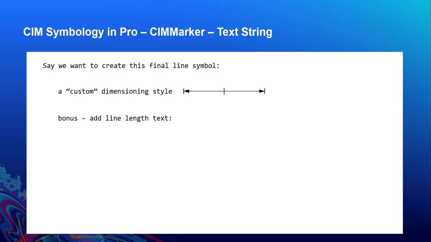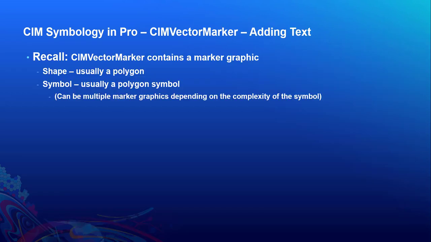So a dimensioning style, well, it's not much good really, is it, without some text showing the line length. So how are we going to do that? Well, if you recall, vector markers contain a marker graphic. Actually, they can contain multiple marker graphics in an array of marker graphics, but typically they just have one.